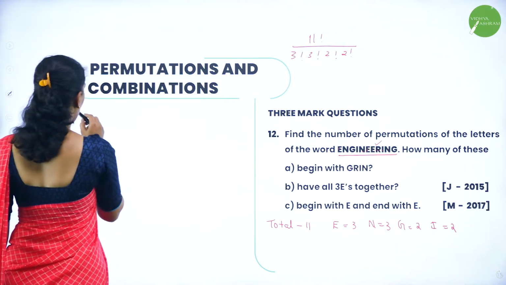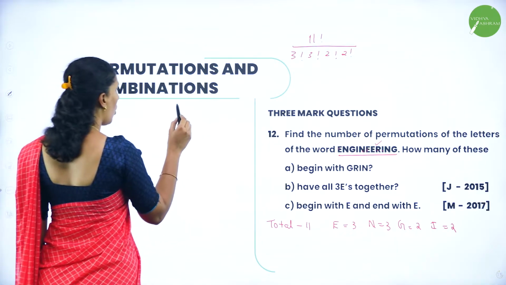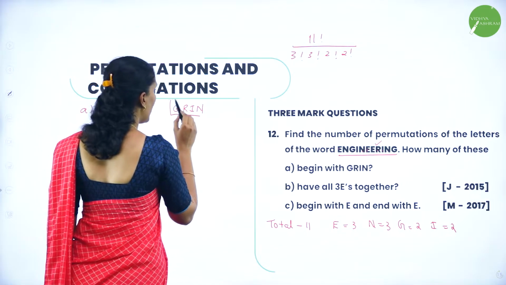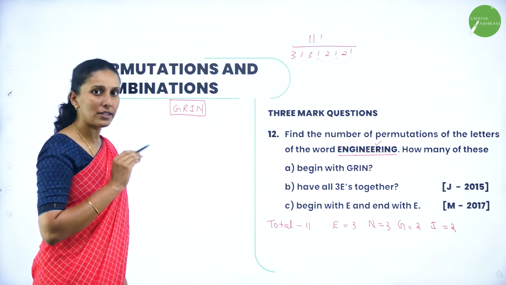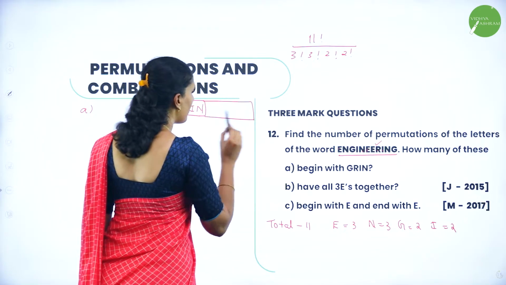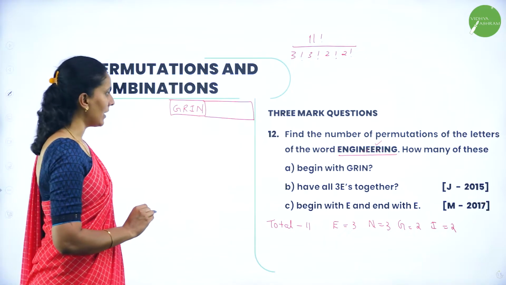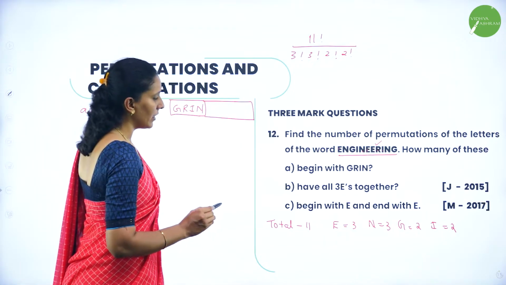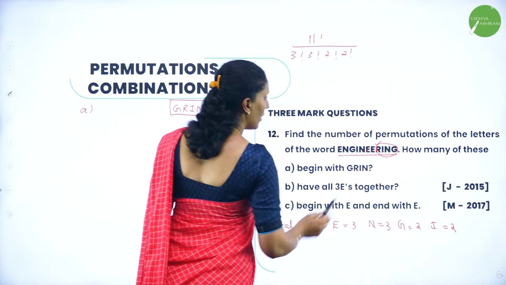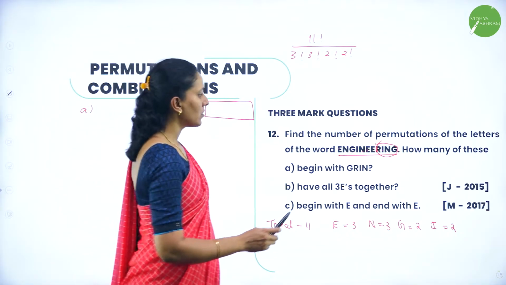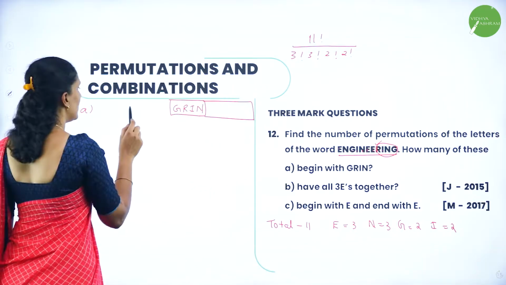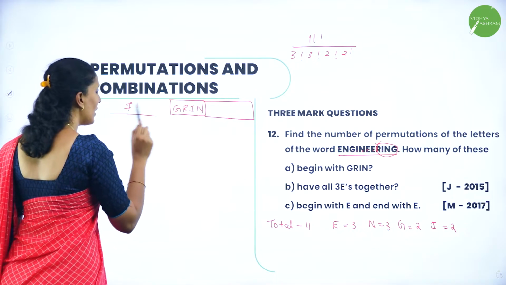So let's see. For the first one, the word should always begin with green. So that means the positions of the first 4 letters are fixed here. So we need to arrange only the remaining letters. What are the remaining letters here? So leave green here. If you leave these 4 letters, how many letters are remaining? 1, 2, 3, 4, 5, 6, 7 letters are remaining. So that means we have to arrange 7 letters here.